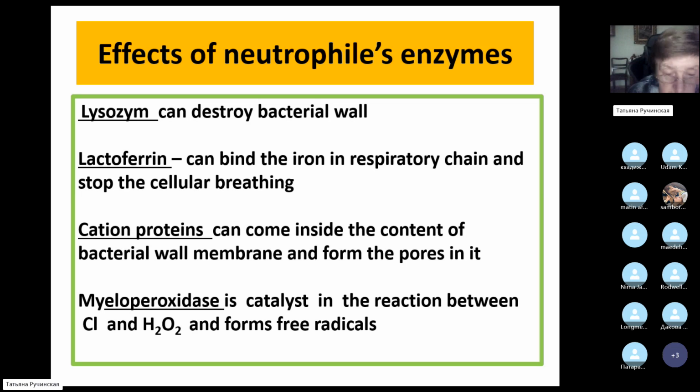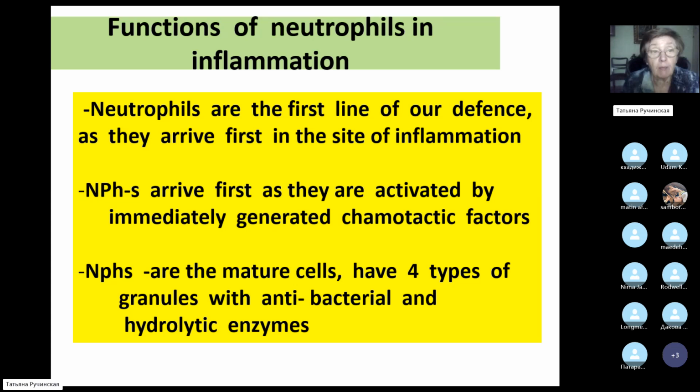Then cation proteins. Now, cation proteins are amphiphilic chemicals, and that is why they will bind to the wall membrane and change its construction, and that will make pores in it, and that is why it will lead to the injury of bacteria. Now, about the myeloperoxidase, I told you. And this is the function of neutrophils.